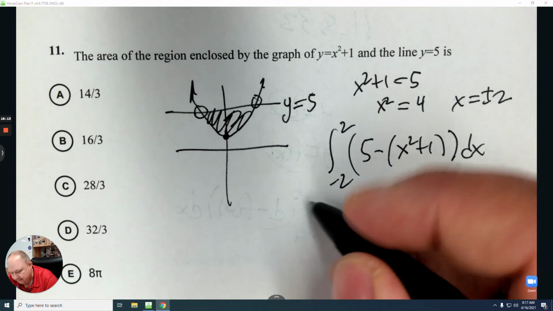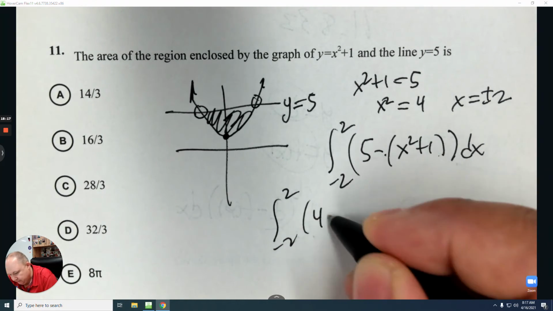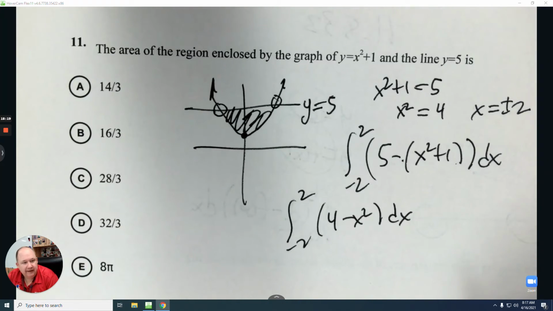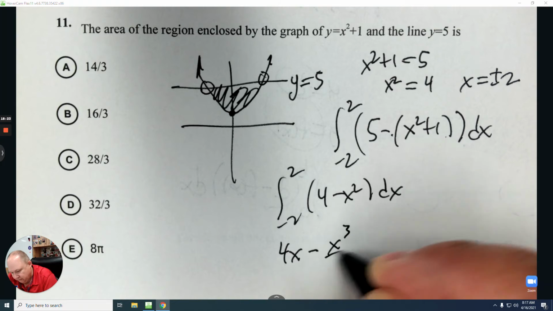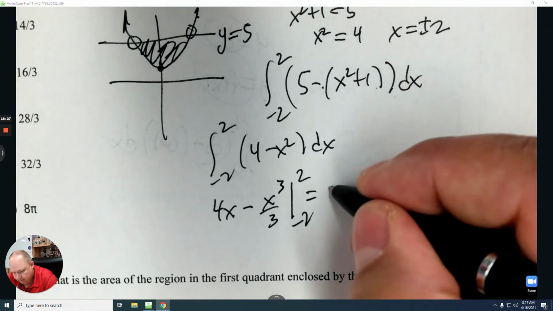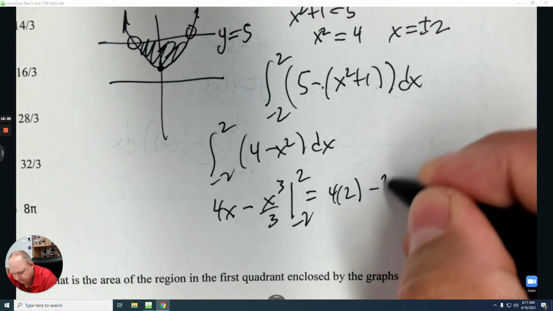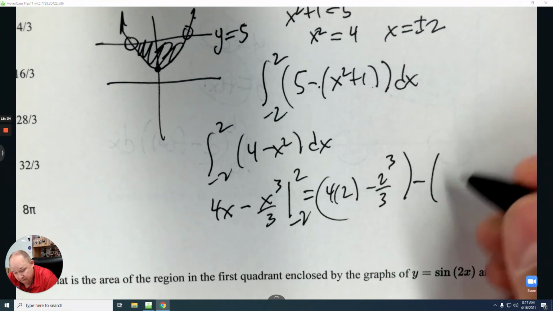In fact, I'm going to combine like terms first. So 5 subtract 1 is 4. So that's what I'm going to integrate. So that's 4x, and that's x cubed divided by 3 from negative 2 to 2. Plug in 2 for x. Subtract, plug in negative 2.